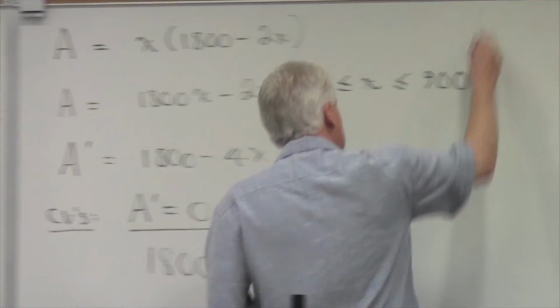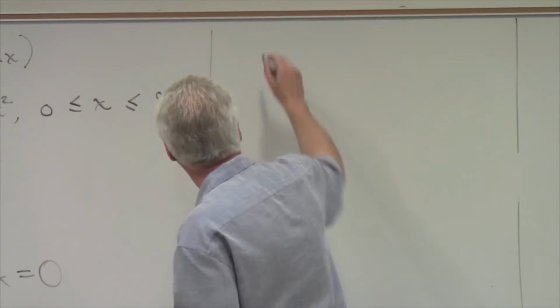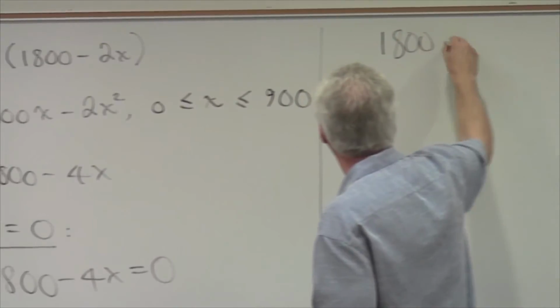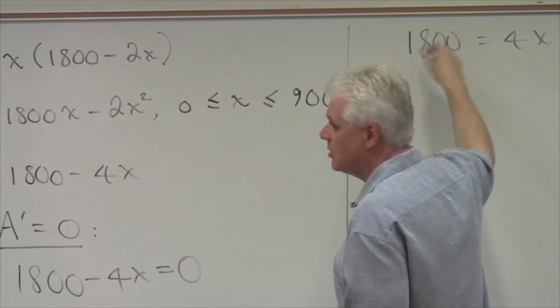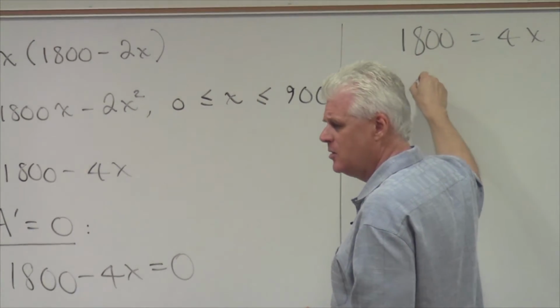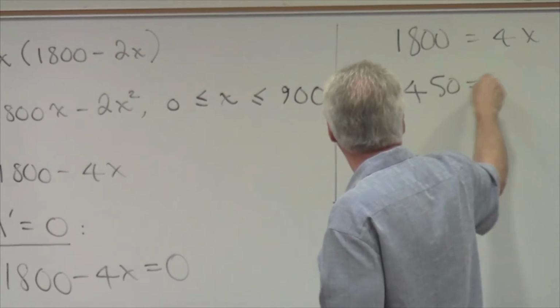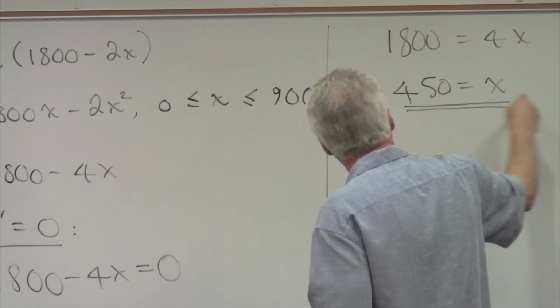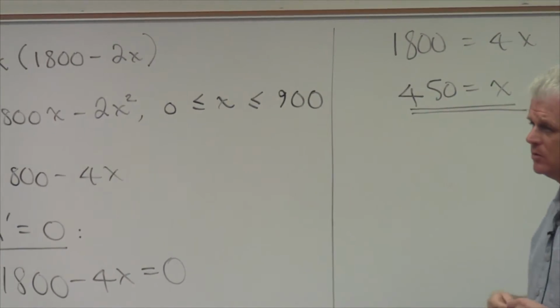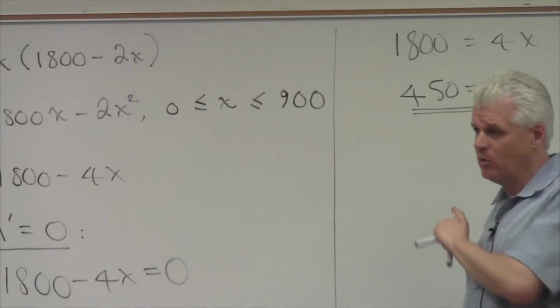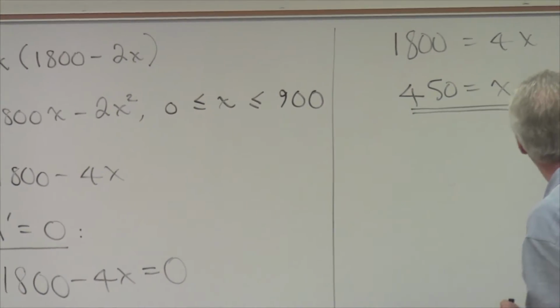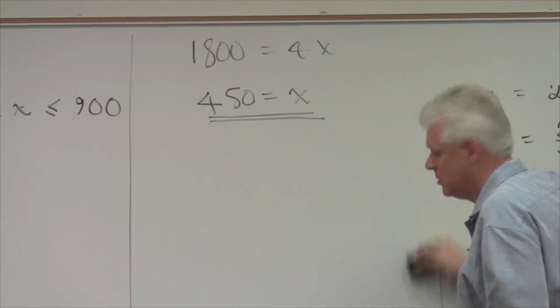Okay, now we want to isolate the x. So 1800 equals 4x. So 1800 divided by 4, which is 450. That's x. And that's the one and only critical value we have here. That's almost certainly what we're looking for. But it does need verification.